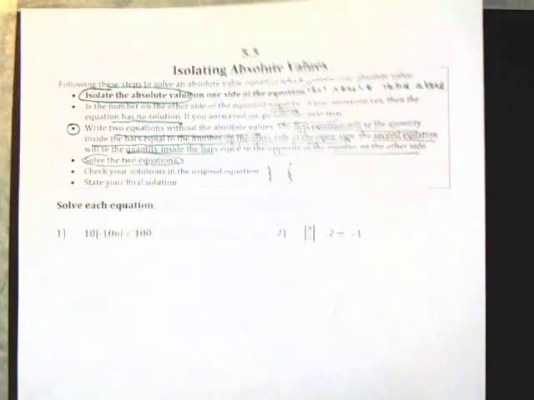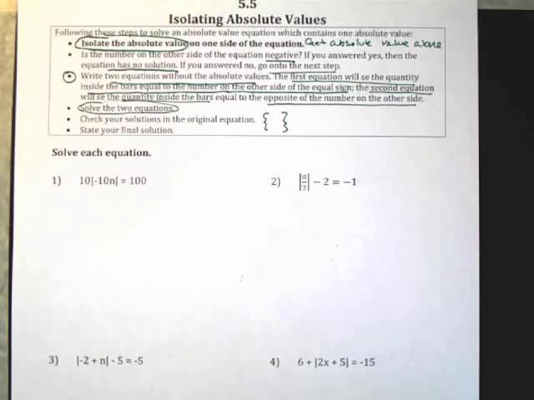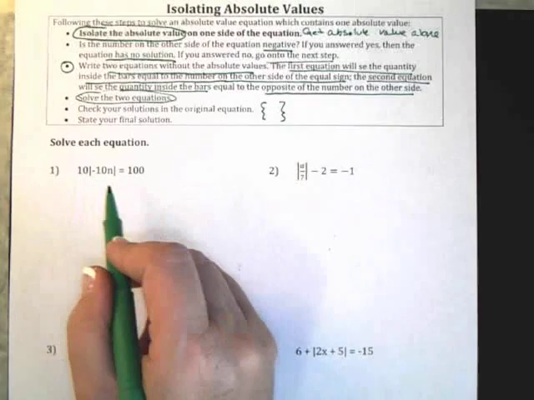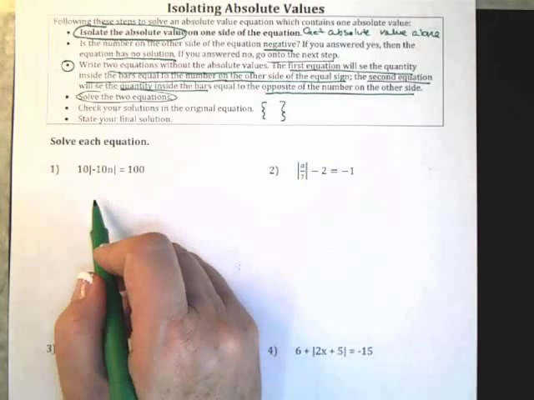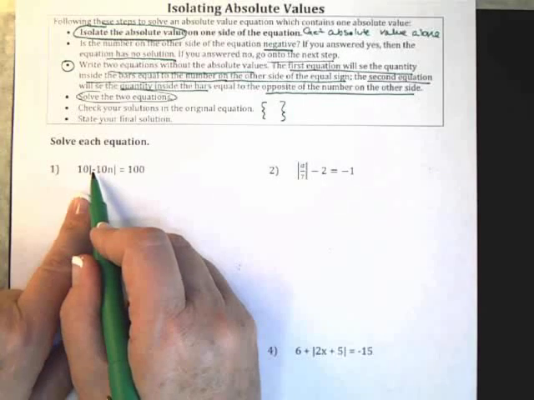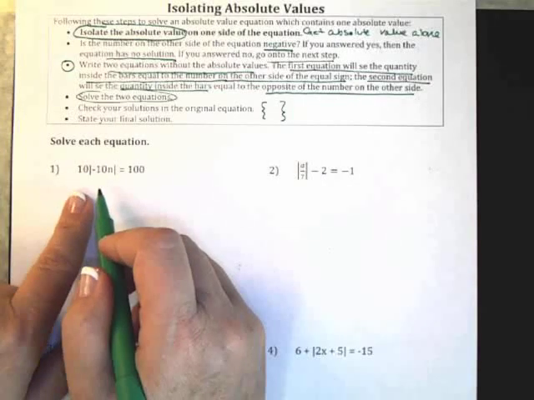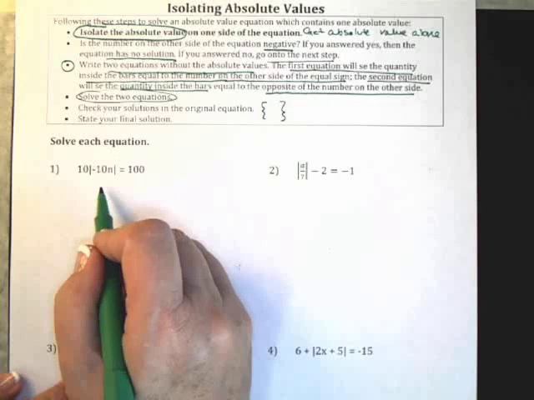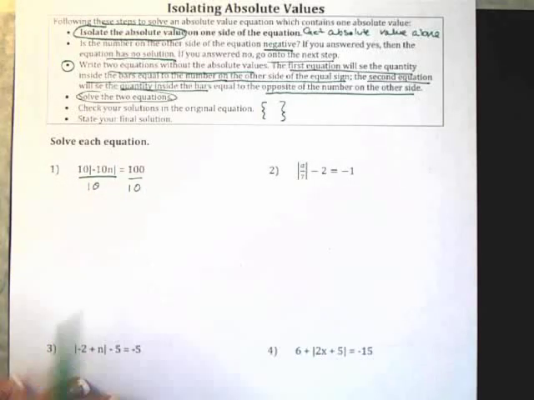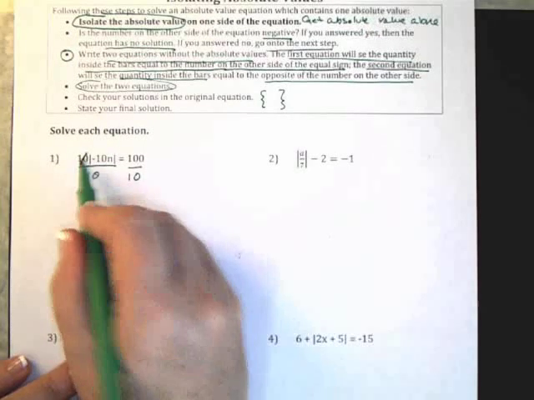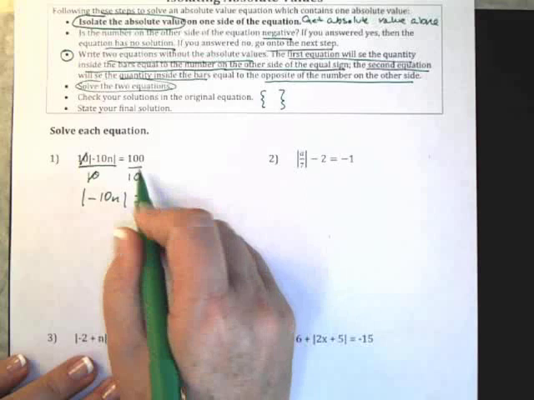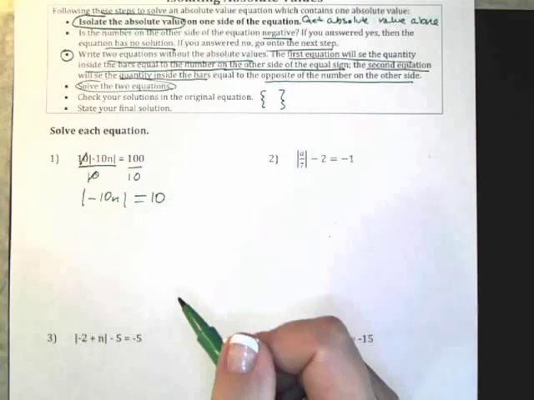So let's take a look at example number 1. Notice that this 10 is sitting right next to the absolute value. We need to get the absolute value by itself. Since the 10 is sitting right next to the absolute value, that means it's being multiplied to the absolute value. So the opposite of multiplying would be to divide. So we need to divide both sides of this equation by 10 as our first step. So we have absolute value of negative 10n is equal to 100 divided by 10, which is 10.